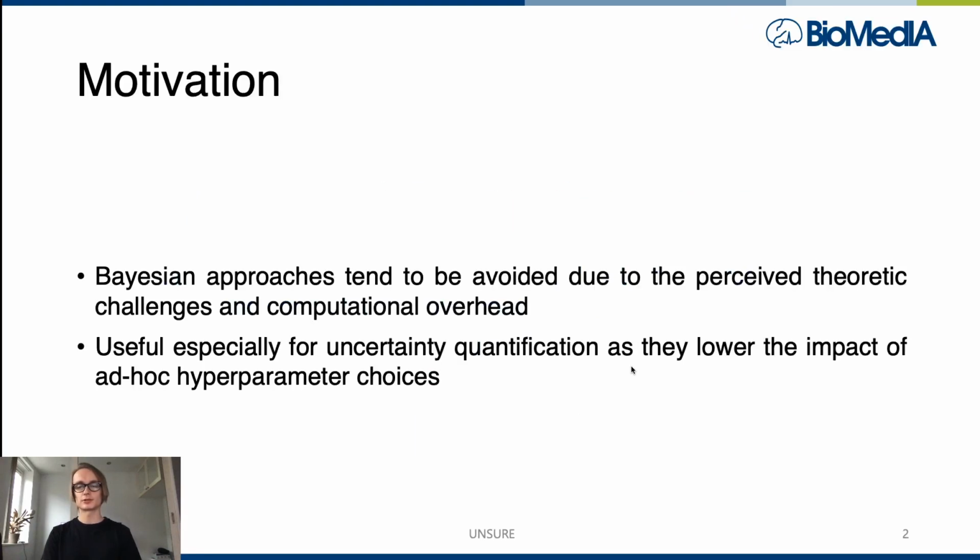Why Bayesian image registration? It is often avoided due to the theoretic challenges and the computational overhead. However, in order to fully explore the parameter space and to lessen the impact of ad hoc hyperparameter choices, which is especially important when it comes to uncertainty quantification, it is good to be a Bayesian.